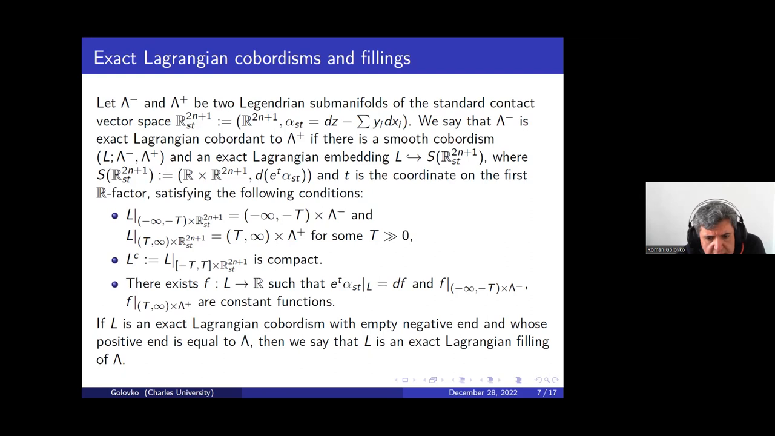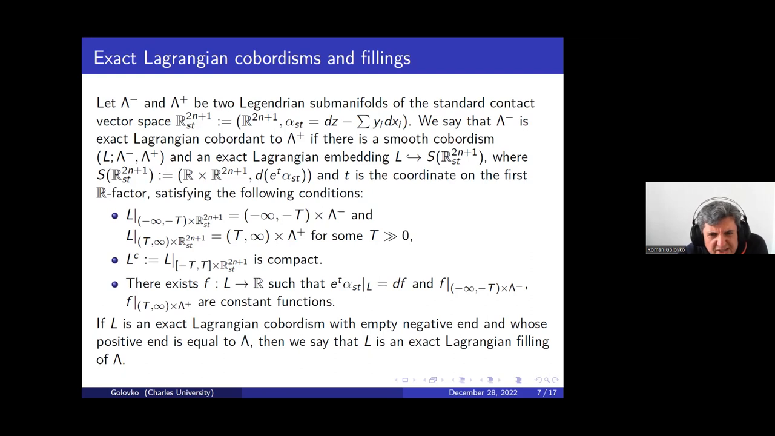This exactness property means that basically on the Lagrangian submanifold, we will have that our form e^t alpha standard is d of some function on the Lagrangian. Okay, so we have this extra condition. In addition, if we don't have any lambda minus, we can say that we have not an exact Lagrangian cobordism, but a so-called exact Lagrangian filling. So in other words, if lambda minus is empty, then we will have an exact Lagrangian filling.